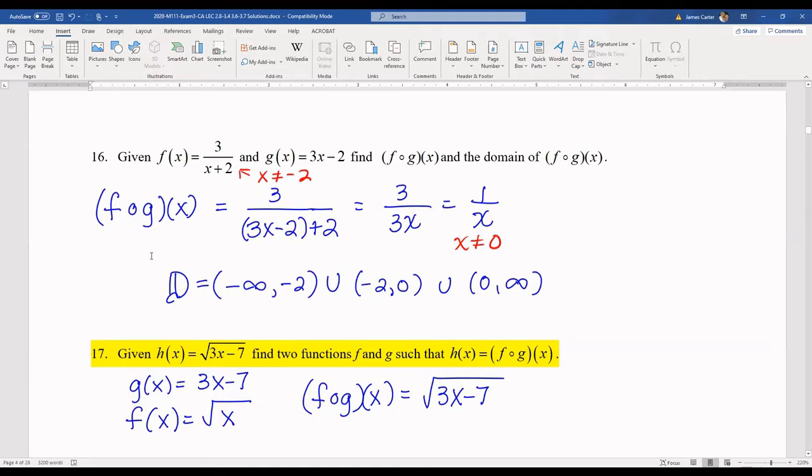Number 16. Okay, we can't use values of -2. So here we've got this. This time we're just going to use values.